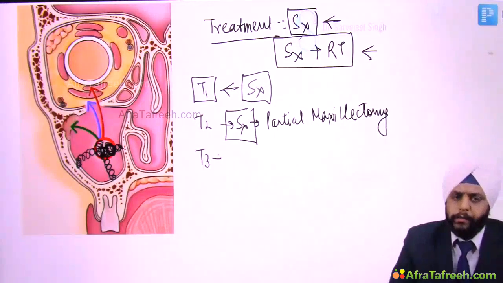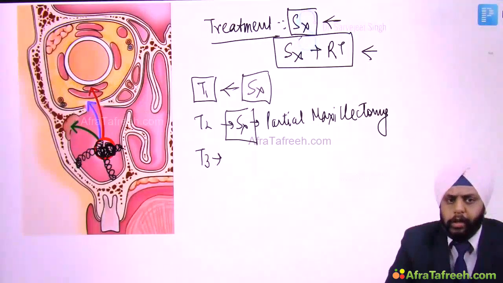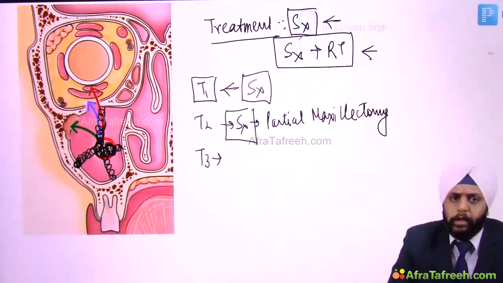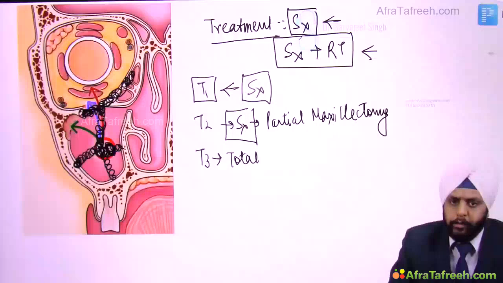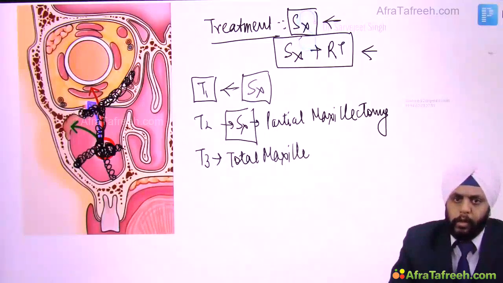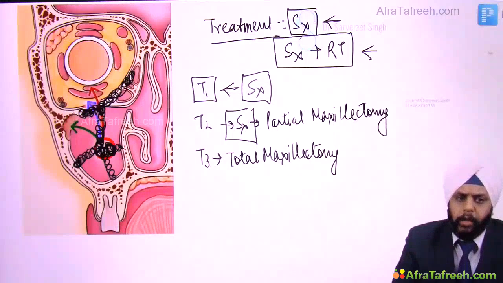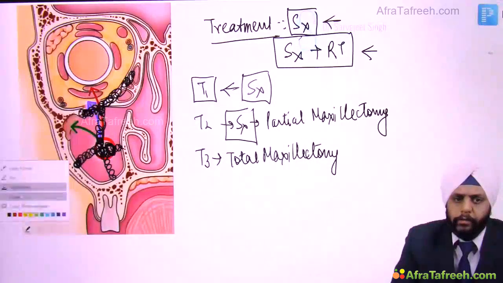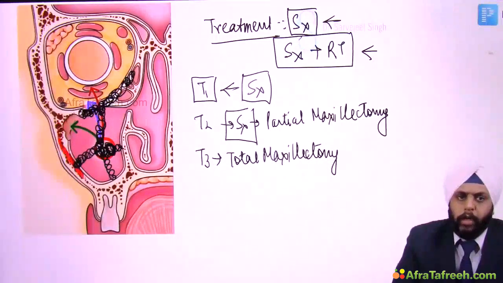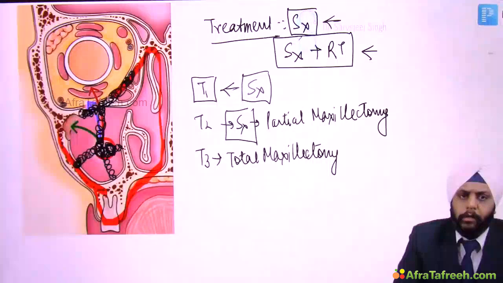Now T3. In the T3 we know that it has involved the wall of the orbit, right? So now what will you do? You will do a surgery. Which surgery will you do? You will do total maxillectomy. So what do you do in total maxillectomy? You will remove the whole of the maxilla, right? As you can see over here, I am underlining all this. You will remove the whole of the maxilla.